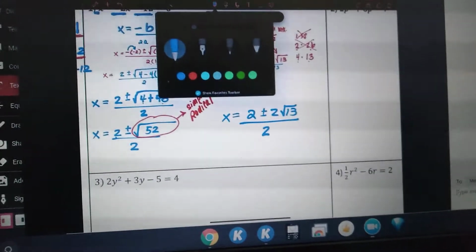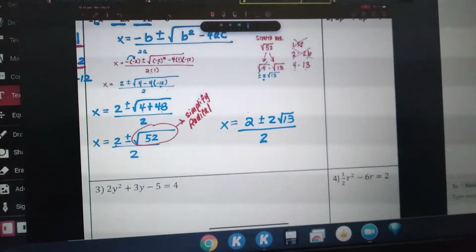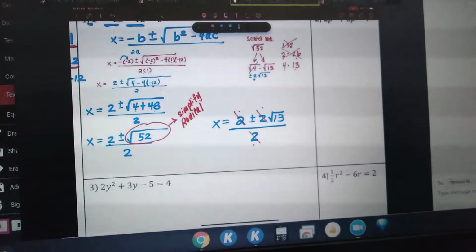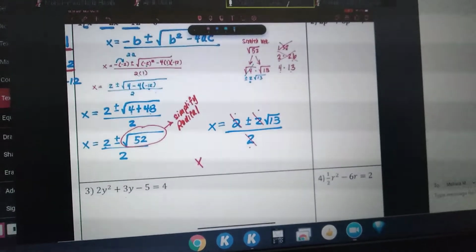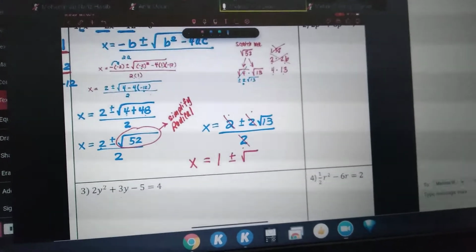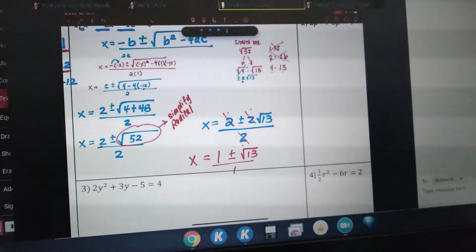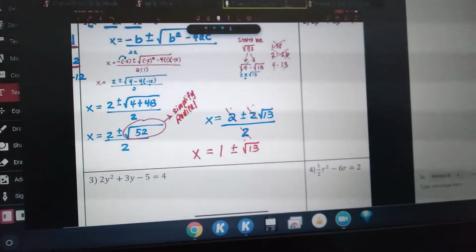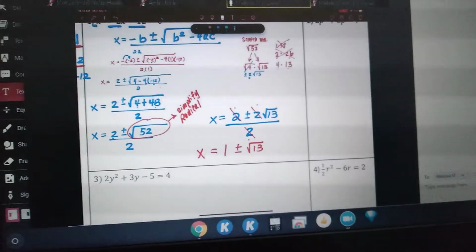Good. What do you notice? I notice 2, 2, 2. Cancel, cancel, cancel. To 1. x is equal to 1 plus or minus radical 13 all over 1. Which all over 1, I can leave like that. Everybody understand?